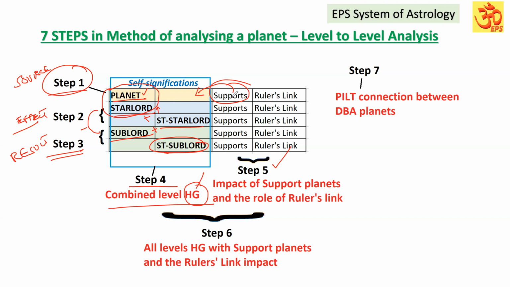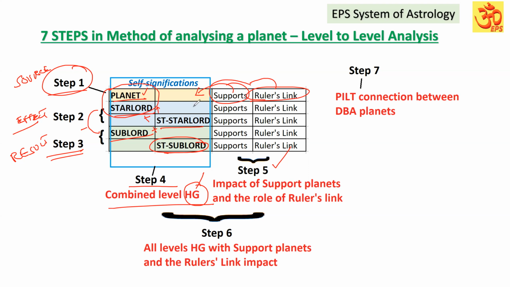So that can be, because of the support, that favorable strength, suppose a mixed planet, its unfavorable strength will be reduced by the favorable key planets, and the favorable strength of the mixed planet can be increased. So that has to be studied. What are the support planets a planet is having at each level, and whether it is further supported by the ruler's link. What is ruler's link, as we discussed?